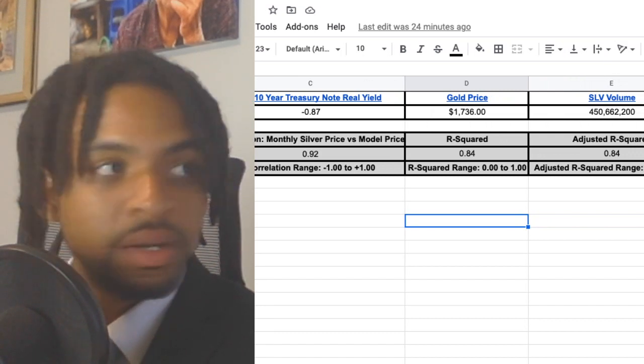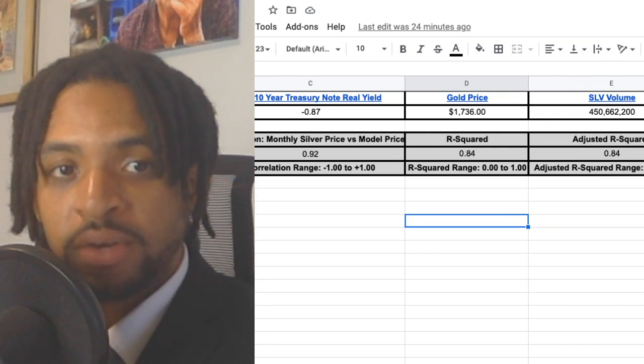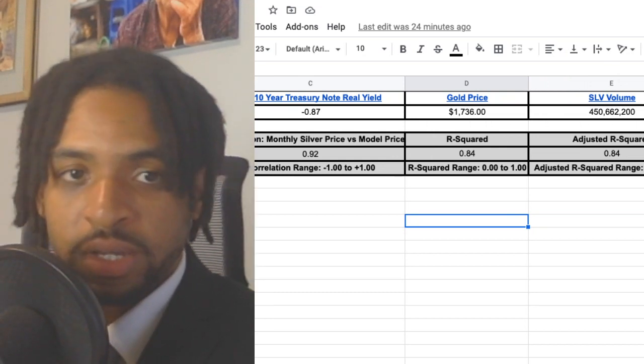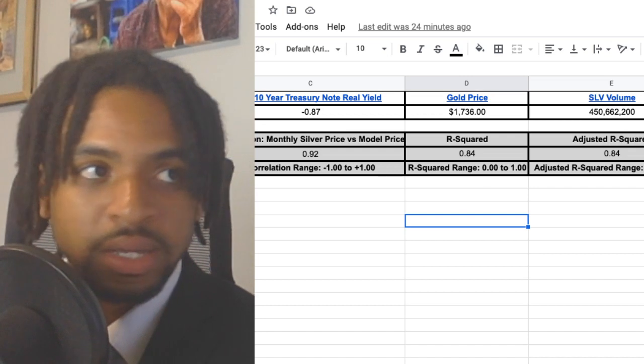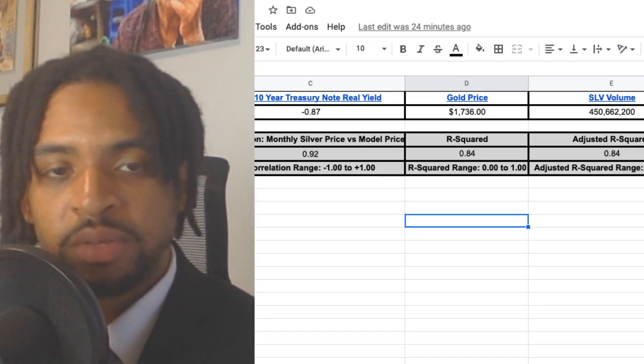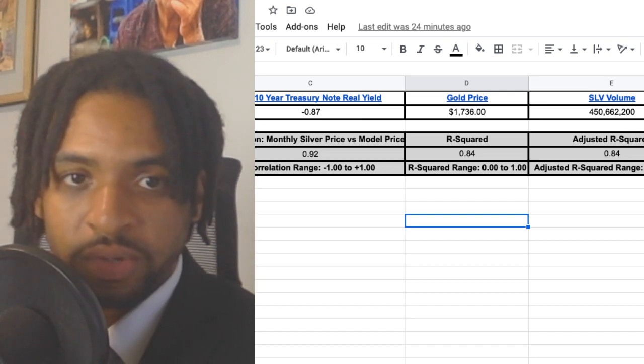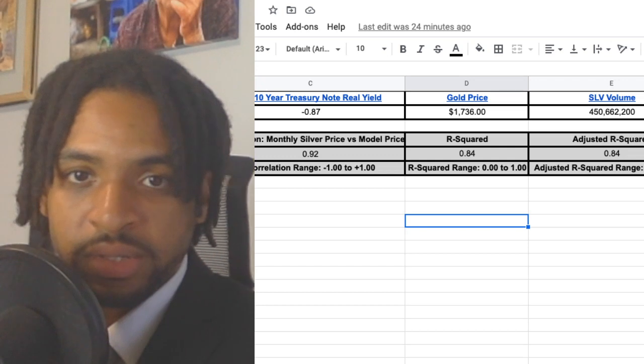Now, the reason why I use these is because they have some level of moderate to high correlation with the actual silver price. Some of them have a stronger, tighter correlation. Some of them have a more moderate correlation. And obviously, some of them have a negative correlation. So I wanted to add all of those.